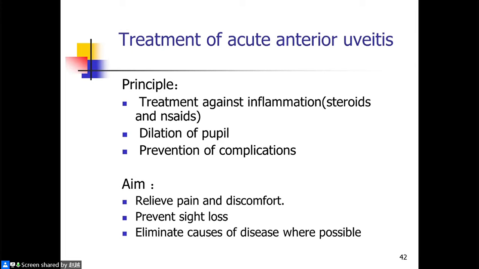Treatment against inflammation: steroids and non-steroidal anti-inflammatory drugs. Dilation of the pupil and prevention of complications. The aim is to relieve pain and discomfort, prevent sight loss, and eliminate causes of disease where possible.